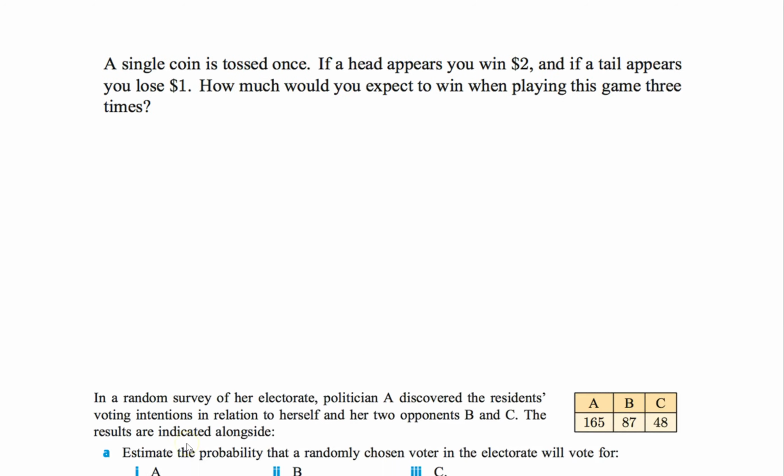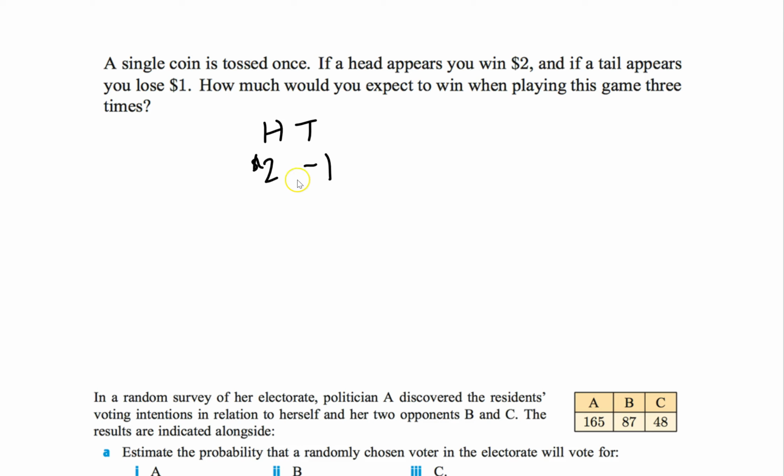Let's move on. A single coin is tossed once. If heads appears, you win $2. If tails appears, you lose $1. Right? So remember, this is what's going on. We're tossing heads and tails. If heads appears, you win $2. If tails appears, you lose $1. How much do you expect to win when playing this game 3 times?